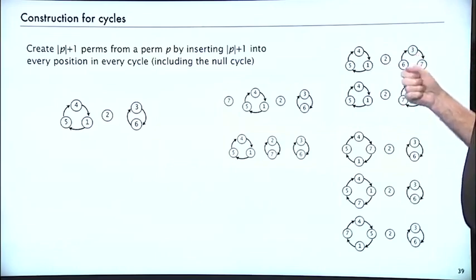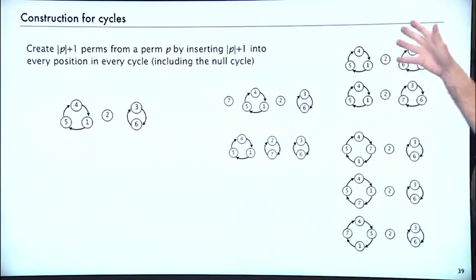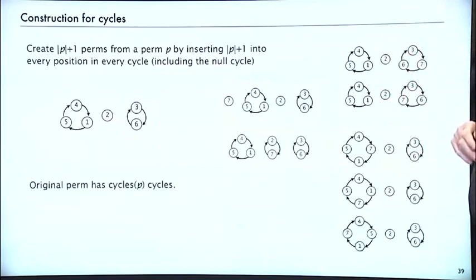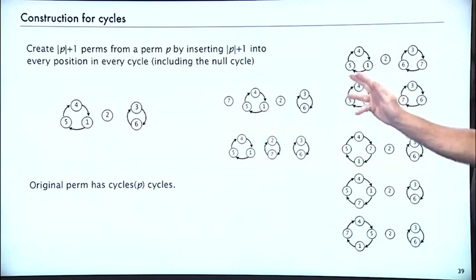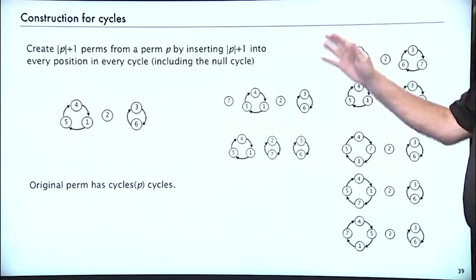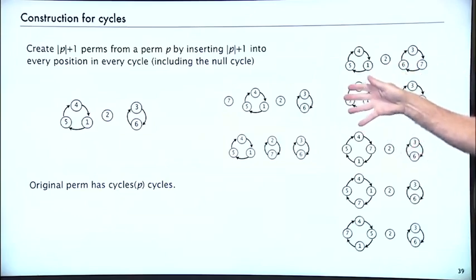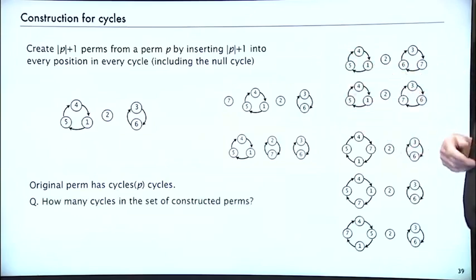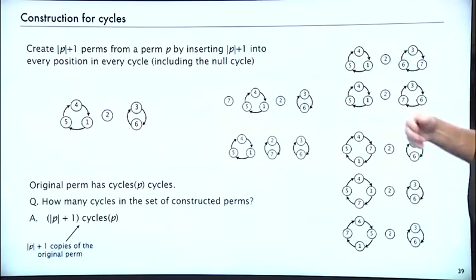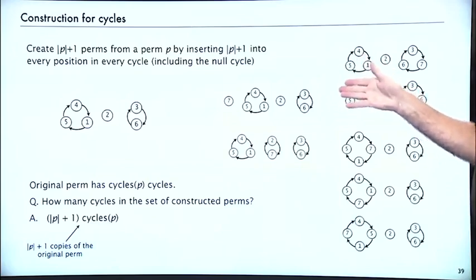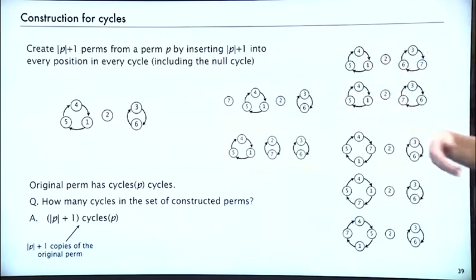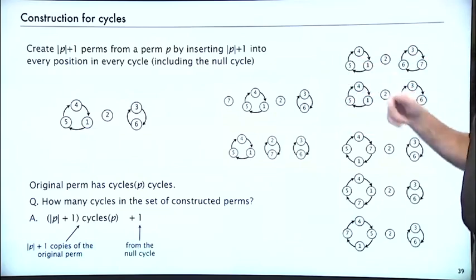And so now the question is, how many cycles are there in all of these permutations? If the number of cycles in the original perm is cycles of p, then how many are there in all of these? Well, they all have the same number of cycles, except the case where we added a new cycle by adding to the null cycle. So there's p plus 1 copies of the original perm. They all have the same number of cycles, and then there's one extra for that extra singleton cycle.